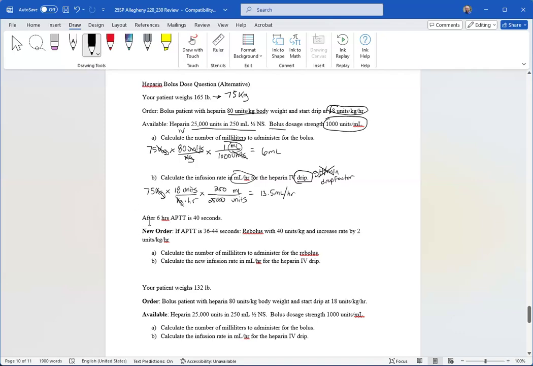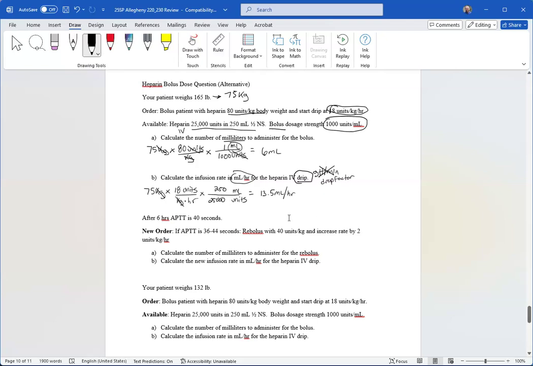A potential question that could come up is they might give you all this information here, patient weight, the original order, the available, and they might say we need to edit the order because after 6 hours we got a new APTT and it tells us to rebolus with 40 units per kilogram and increase the rate by 2 units per kilogram. So in order to do anything with this increase, you would need to know what the original was. That's why you might see it listed with everything, but they might only ask you to answer the new order, not this right here. They might just give you all this information, and then this would be blocked out, and you wouldn't even see it.